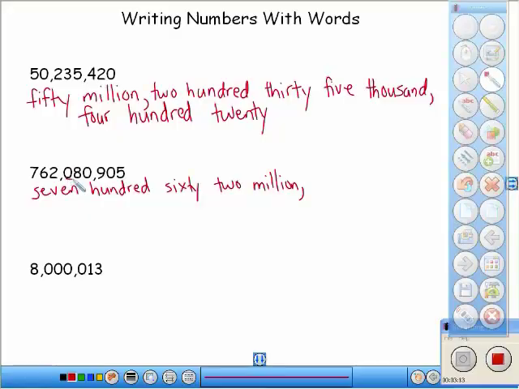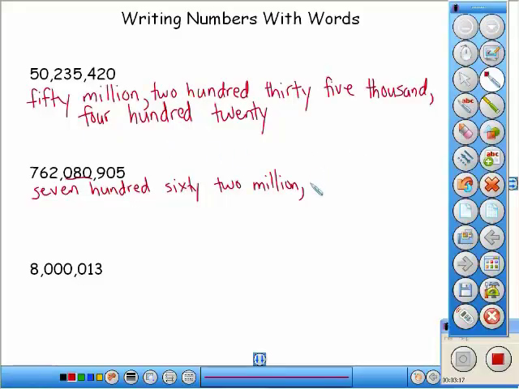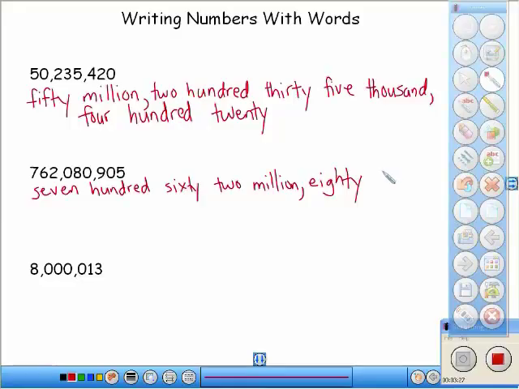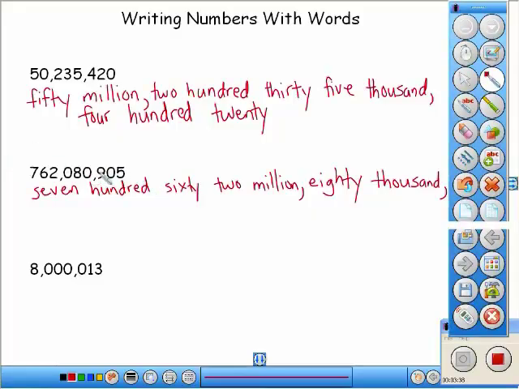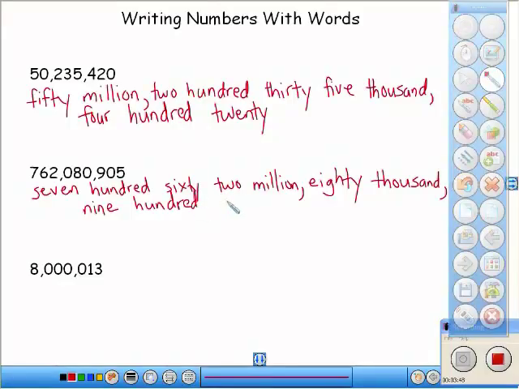Remember, say the number, say the place, or write the number, write the place. So now we're going to go to this middle section. Say that number. What number is that? Good. That's 80. So we're going to put 80, and then we're going to say the place. What place is that? That's in the thousands place. So 80,000. Say the number, say the place, and I'm going to put my comma because I got a comma in the number here. And then the last part, 905, would be said 905, because there's no decimal.